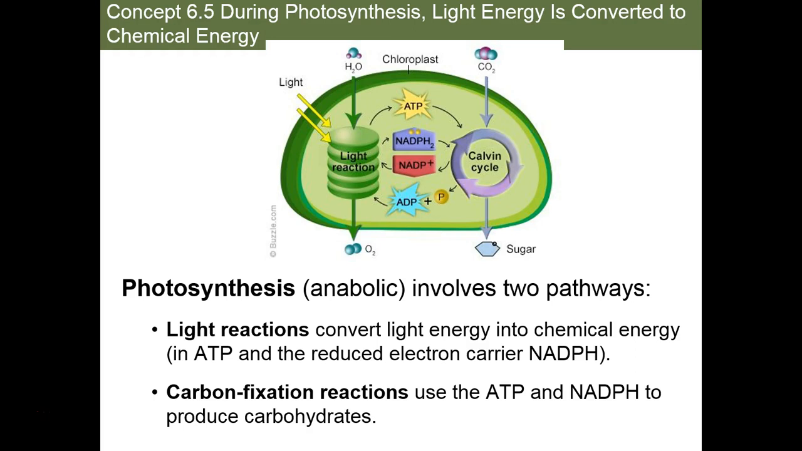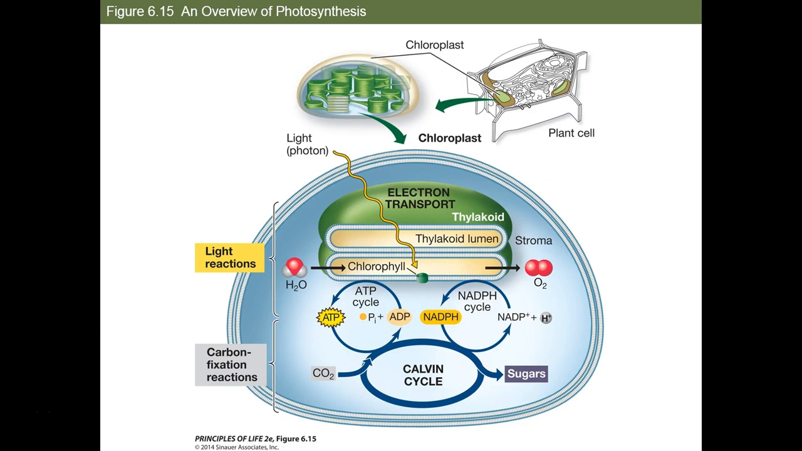The carbon fixation reactions, which occur after the light reactions, use the ATP and NADPH that are produced from the light reactions to eventually make carbohydrates. As we will see, photosynthesis takes place in the organelle chloroplast. Light reactions occur in the thylakoid membranes, while the carbon fixation reactions take place in the stroma of the chloroplast.